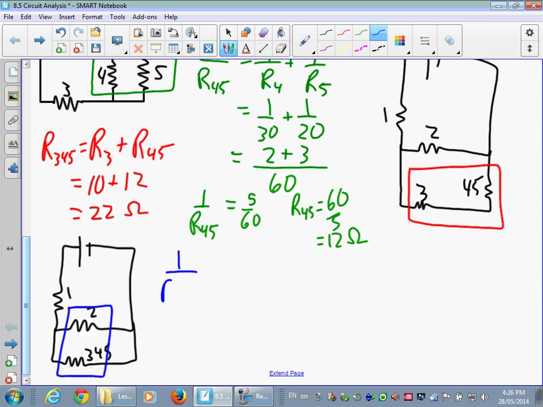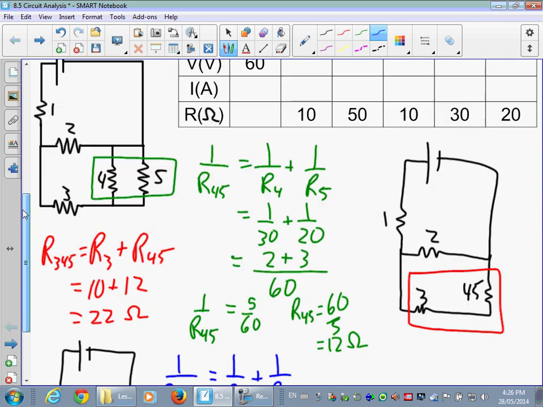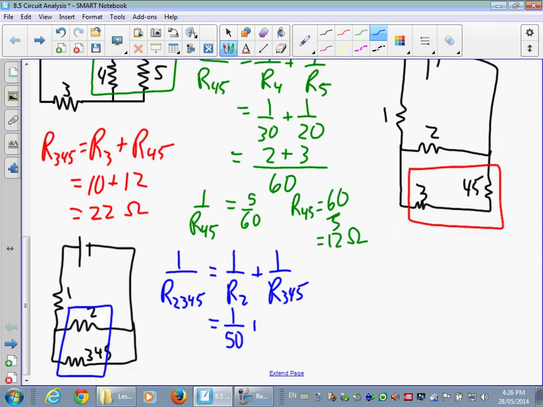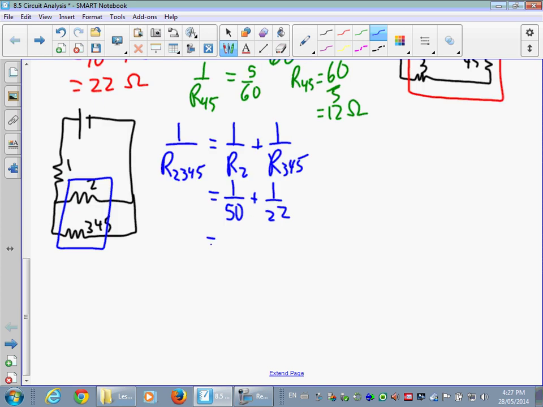So 1 over R2, 3, 4, 5 is equal to 1 over R2 plus 1 over R3, 4, 5, because they are in parallel with each other. So R2 is, go back up to the top, 50 ohms. R3, 4, 5 is 22 ohms. Common denominator here, well, we're just going to go 50 times 22. There might be a lower one, but we don't need the lowest common denominator.